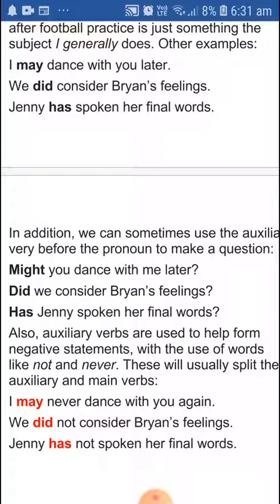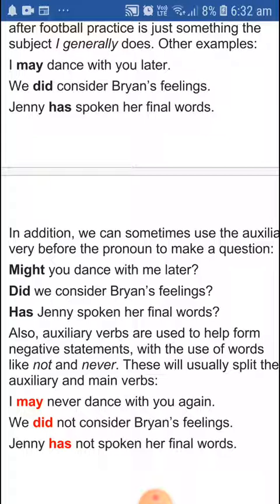Did we consider Brian's feeling? So, here did is the auxiliary verb. Has Jenny spoken her final words? Now, see here again. Has is used as an auxiliary verb in order to ask the question.